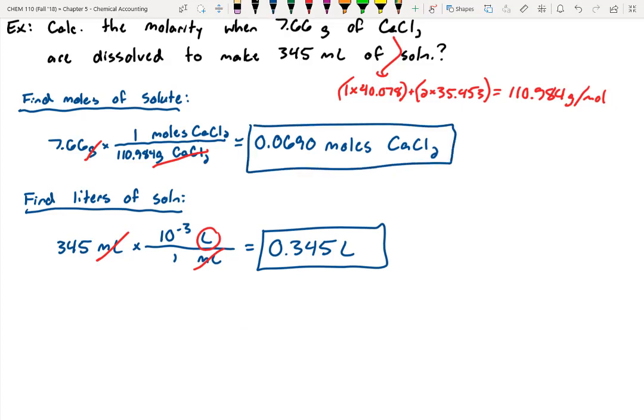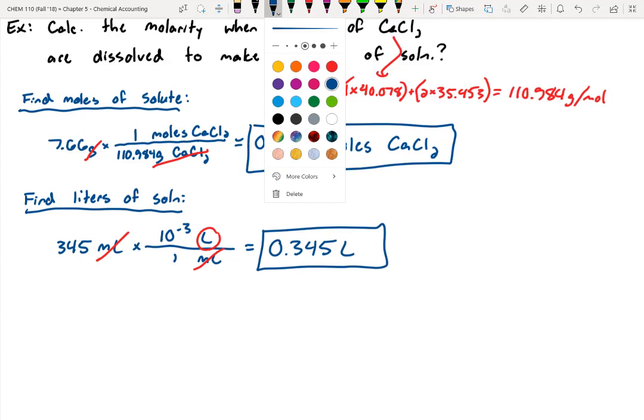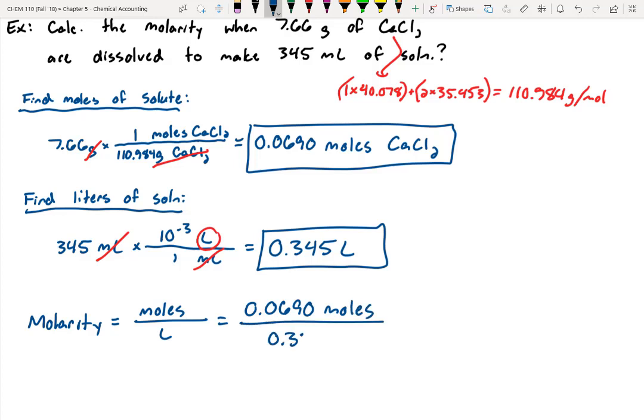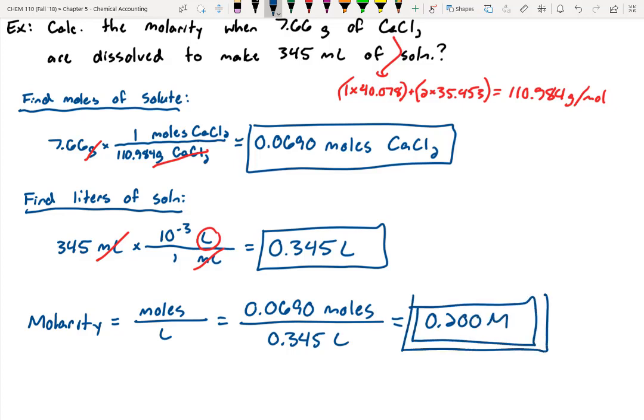All right, so now we've got the 2 important pieces. We can do our final calculation. So let's plug this in. Molarity equals moles over liters, which we said was 0.0690 moles divided by 0.345 liters, which gives us a final answer of 0.200 molar. So this would be our ultimate final answer.